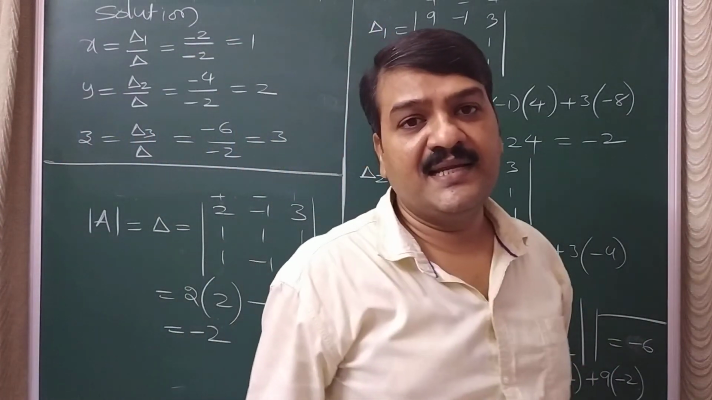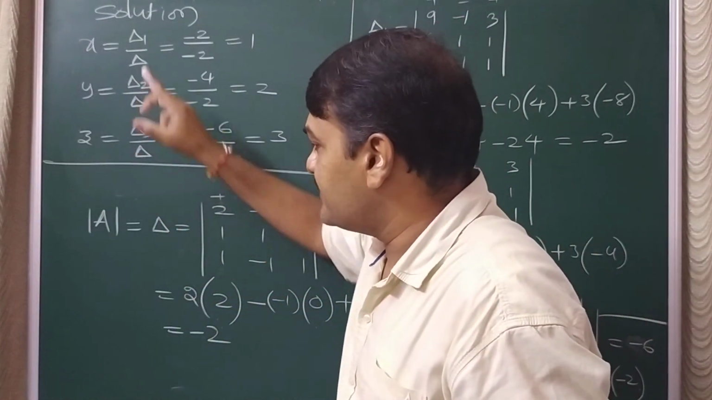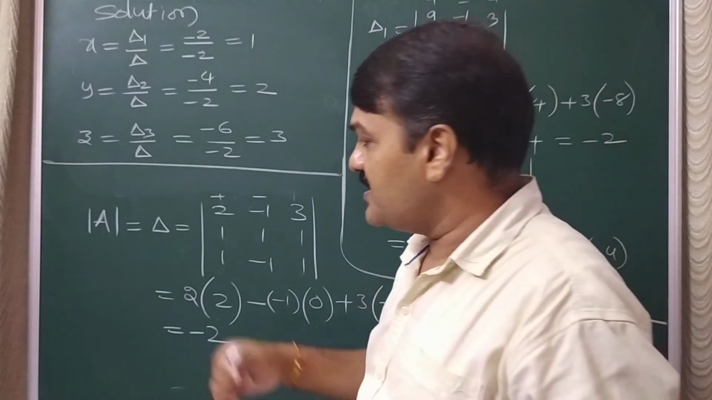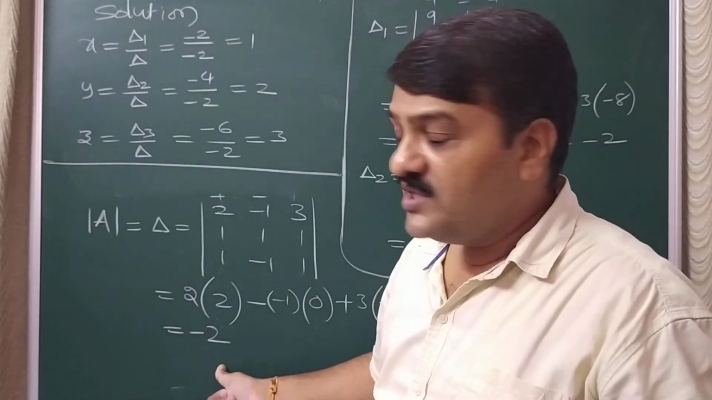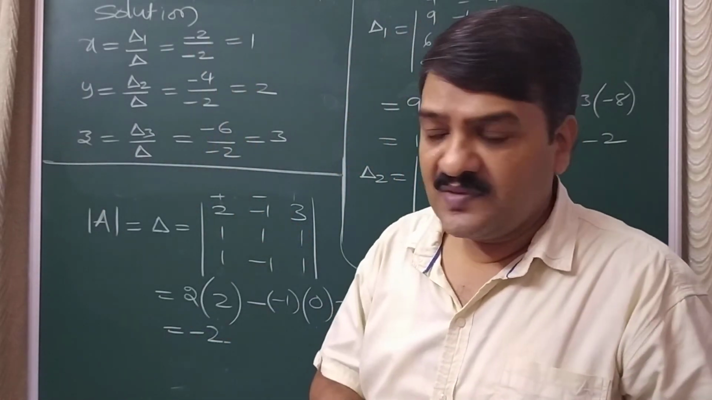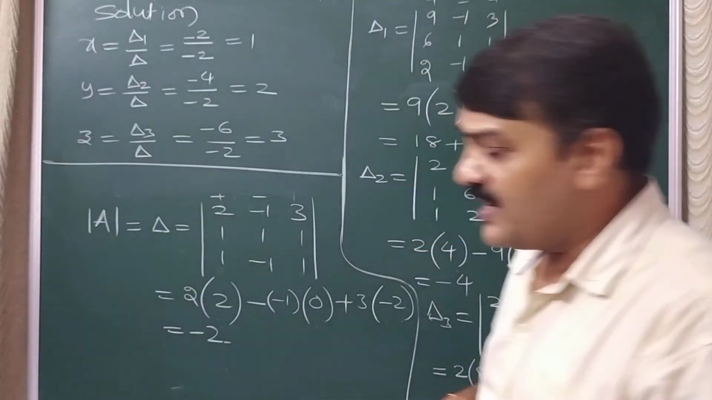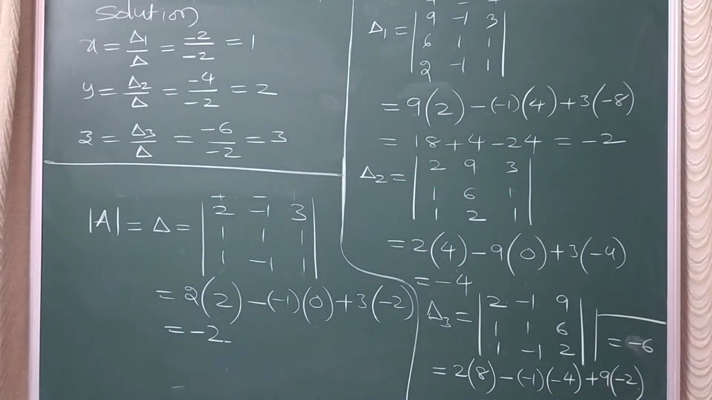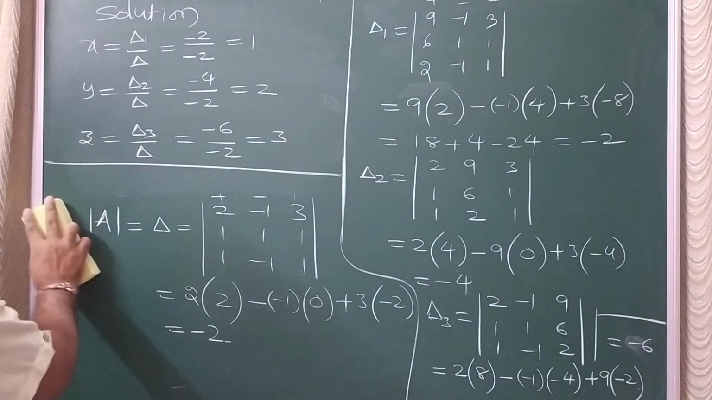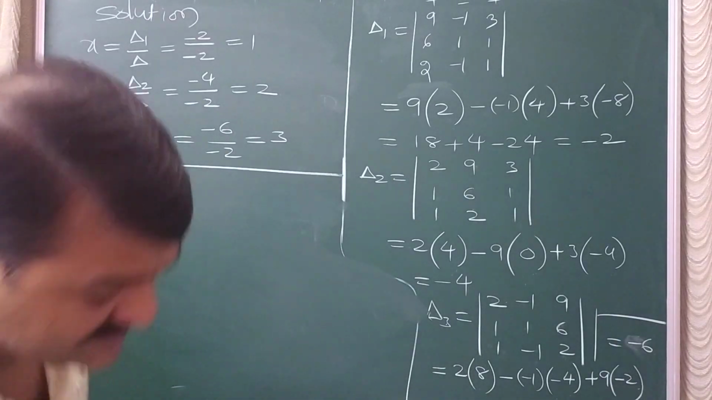And keep in mind that Cramer's rule is applicable only when delta is not equal to 0. So first we will find delta anyhow. So if delta is not equal to 0, then only you can proceed. Otherwise you can simply write that Cramer's rule is not applicable. So Cramer's rule can be used to determine the infinite solutions case also. So that I will tell separately.